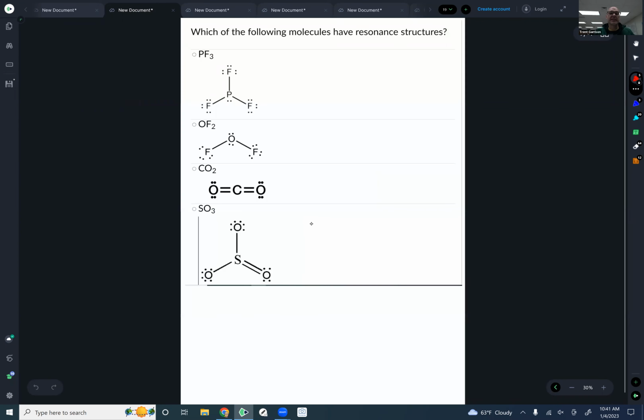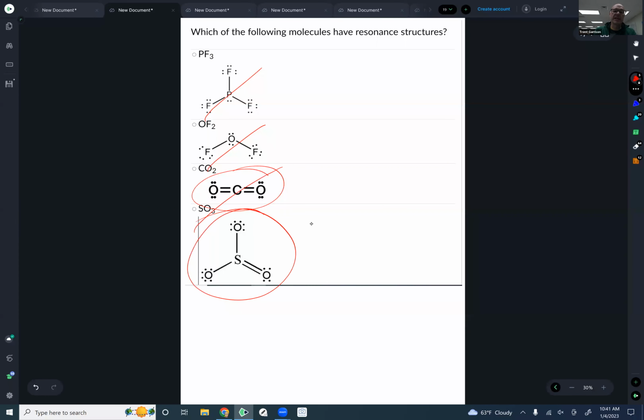Number 6. Which of the following molecules have resonance structures? In other words, which one has a double bond that's going to float around? No double bonds, no double bonds. Double bonds, yes, but they're on both of them, so it won't matter if you switch them. So the only one that has resonance is the SO3.